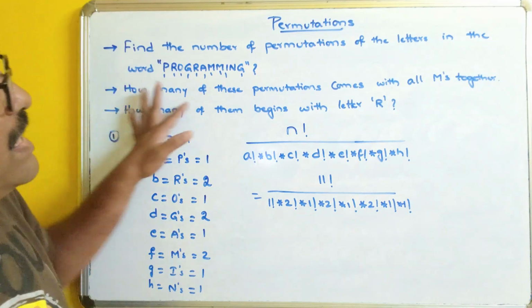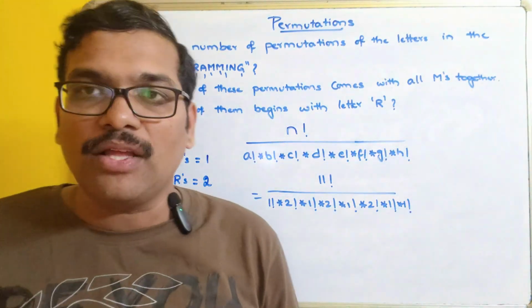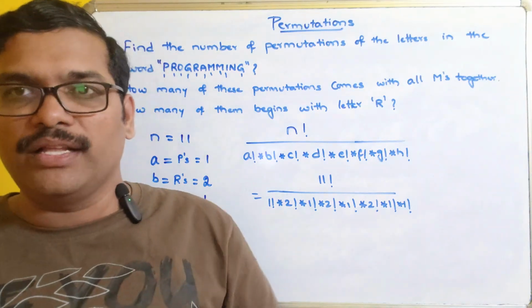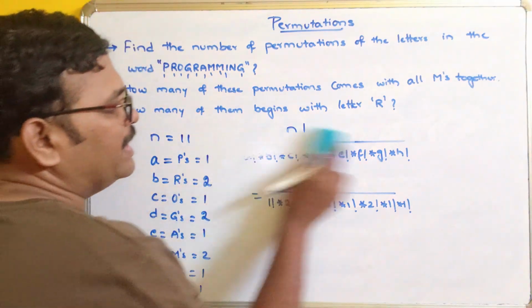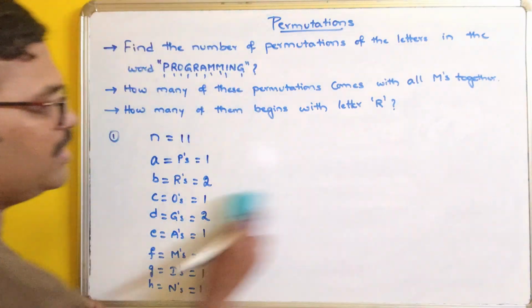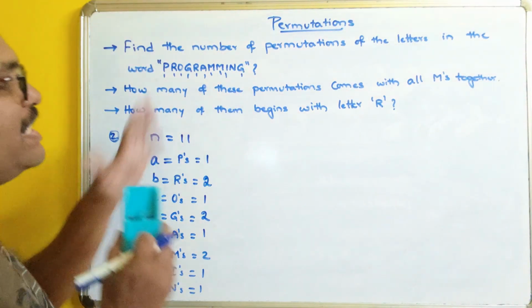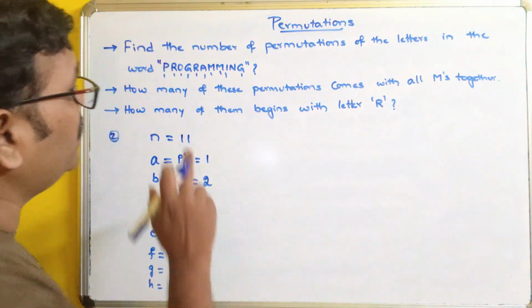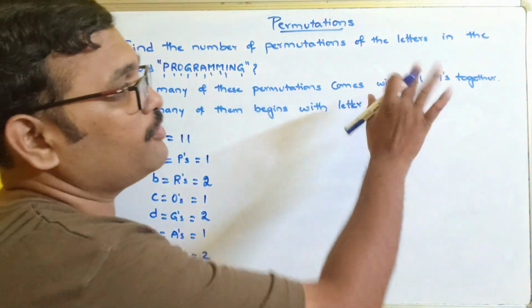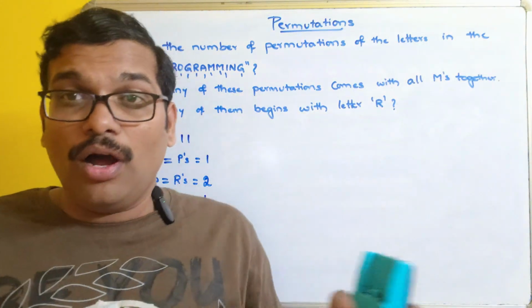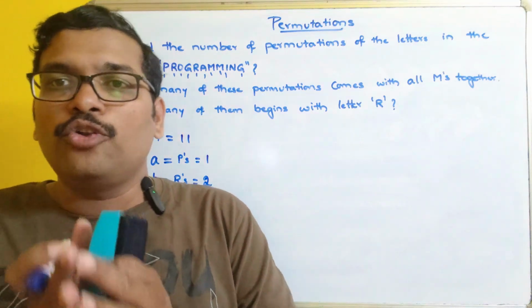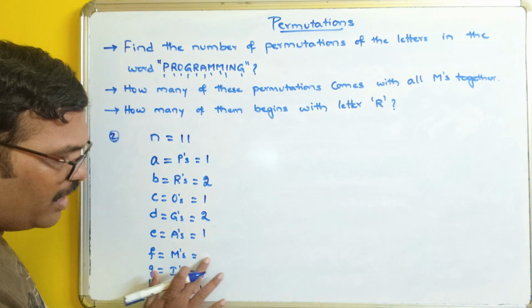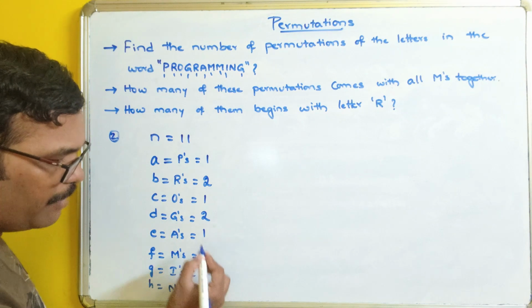How many of these permutations come with all m's together? So all m's should be together, right? In such case, the number of characters is 11. The question is, how many ways do the permutations come with all m's together? So what we have to do? How many m's are there? 2. So here we will be considering them as 1.